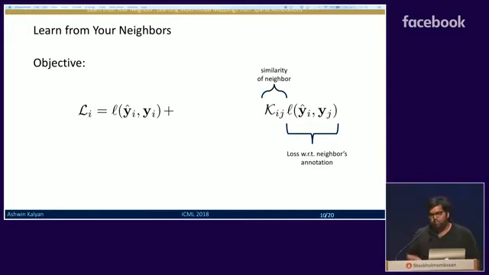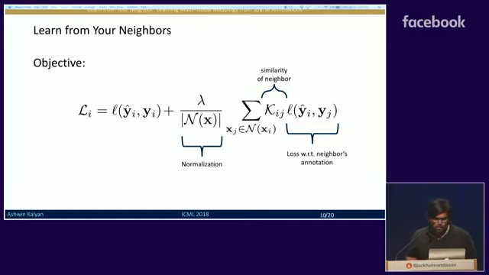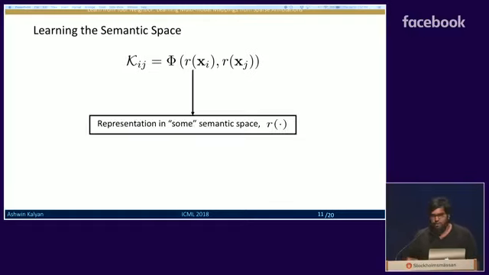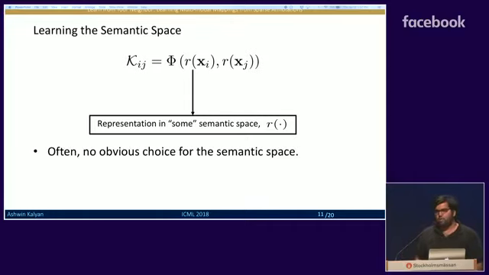As proposed, since we don't have annotations, we downweigh this factor by kij, the similarity term. And I sum this across all images in the neighborhood and normalize appropriately. So now let me address how we choose a similarity. Assume the similarity kij has this form, phi of r of xi, comma r of xj, where r is some representation space where semantic relatedness makes sense, corresponding to distances. The problem is that there is no obvious choice for this semantic space.